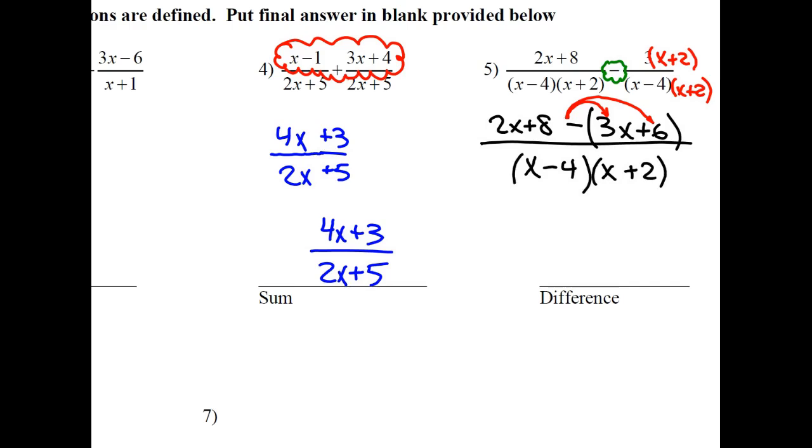Just leave it. Okay, so what is 2x minus 3x minus 6? 2x minus 3x is minus x. All right, and plus 8 minus 6 is plus 2. And that's all over x minus 4x plus 2. Oh boy, I'm so glad that we could look at this together, right? Minus, I think I am done.